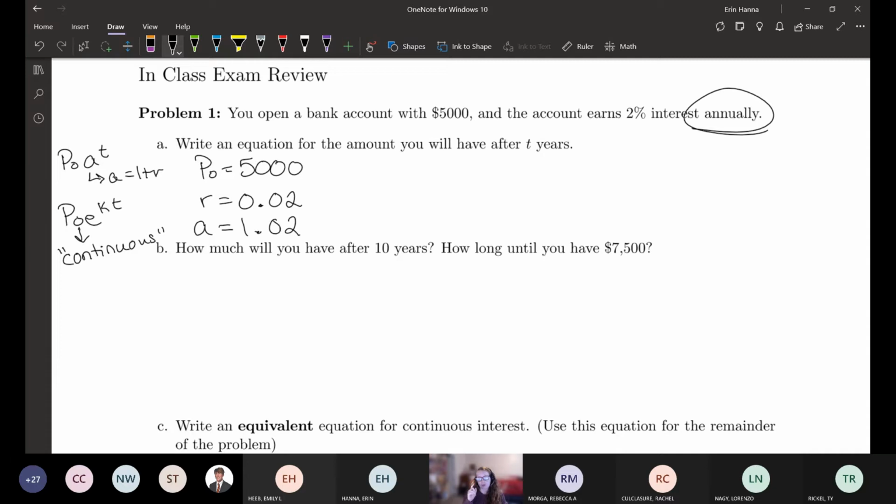Also remember, in this case it wouldn't make sense because it's interest, but say it was a different question where the rate was decaying, say a population that was getting smaller. If it's a decay rate, you have to make the rate value negative, which would make the a value less than 1. But here, our equation would be 5,000 times 1.02 to the t. And that's all we want for that part.